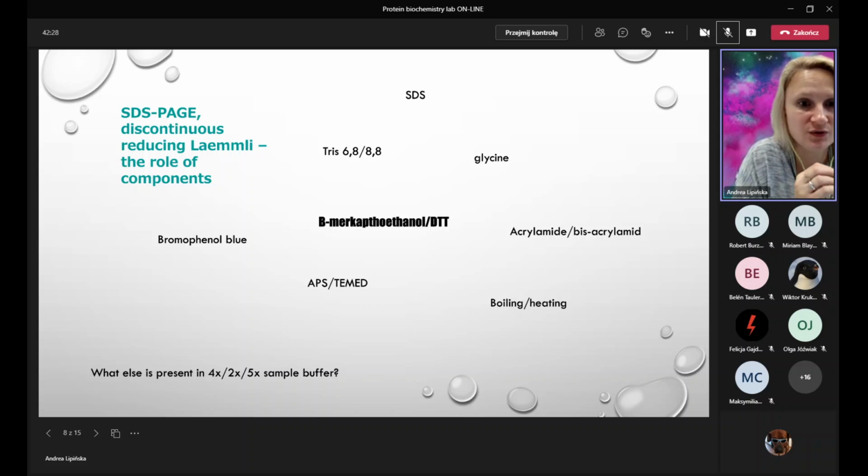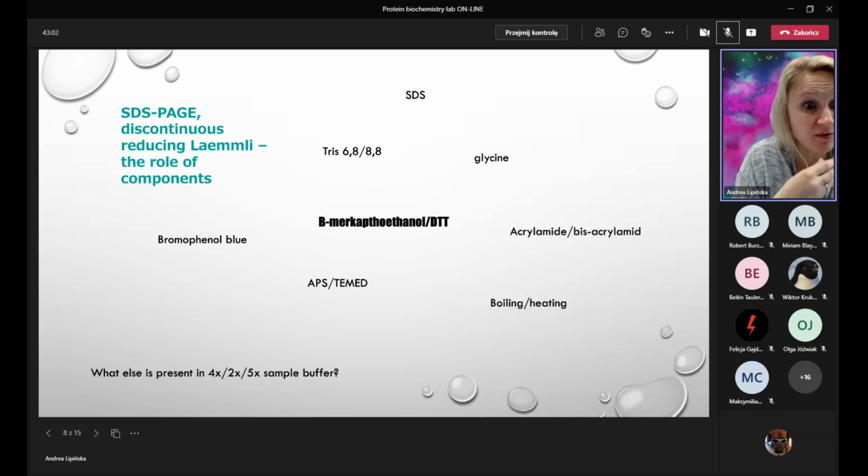Okay, then we have also other molecules like SDS, and I think that's quite clear. Everybody remembers that this is an ionic detergent. It's negatively charged and it's wrapping your protein, and it's also denaturing because it's destroying quaternary and even tertiary structures, or even secondary a little bit. So it's actually denaturing and giving charge.